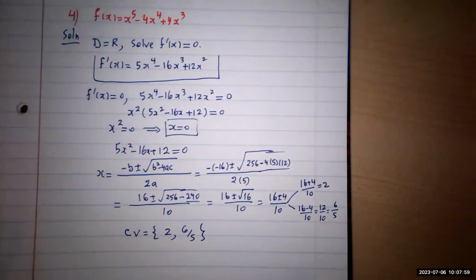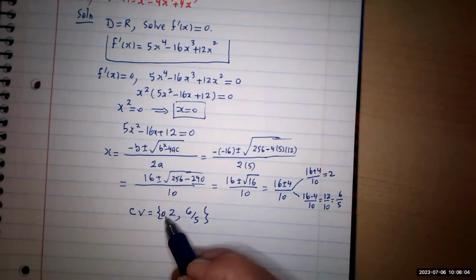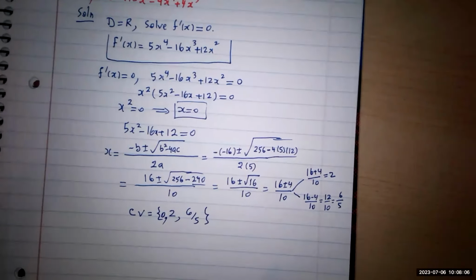So you have 2 over here, of course, and 1 over there. So it's going to be 0. Okay, we get 0, 2, and the 6/5. Any question?